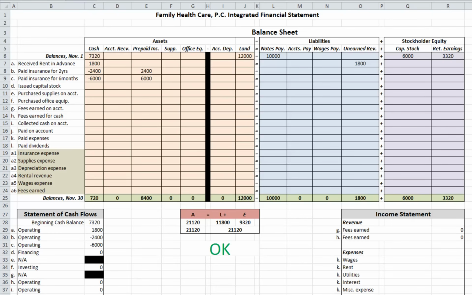Now, if you look in the lower left, we do have a cash outflow of $6,000. That's what we just paid for this insurance policy. So we've spent quite a bit of cash up to this point. Now, in transaction D, Dr. Landry has decided to invest $5,000 more into the business. So we're going to have some cash coming in, which is nice.